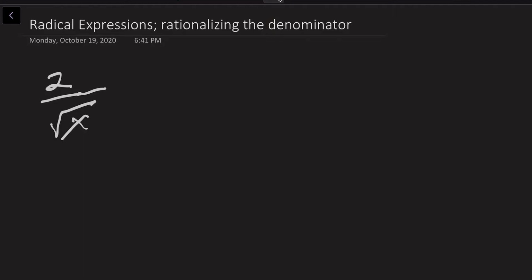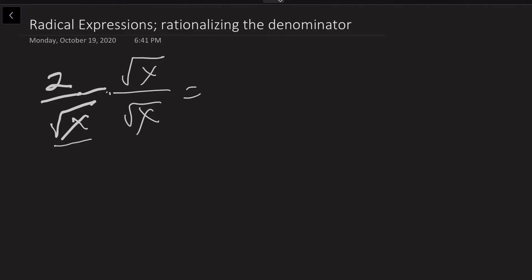That means that this fraction right here is not in its simplest form because we have a radical in the denominator. The way we're going to get rid of this radical is we can multiply our fraction by this particular radical over itself. For example, we're going to do square root of x over square root of x. When we do this, we can multiply out our fractions.